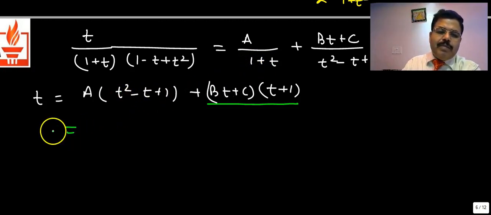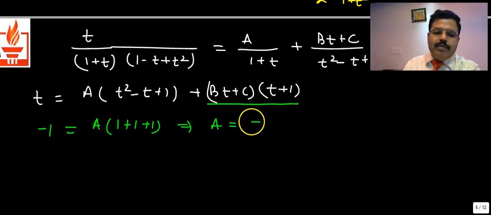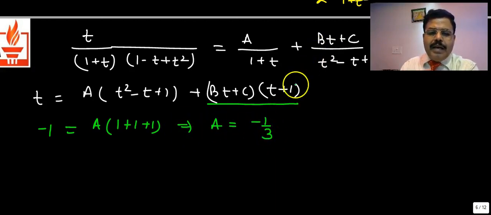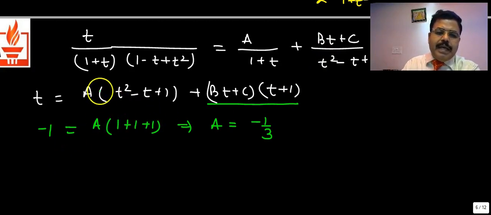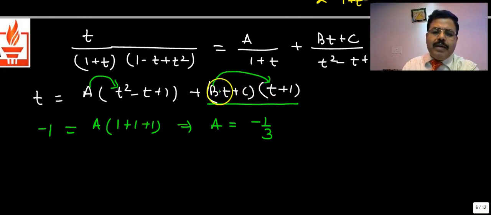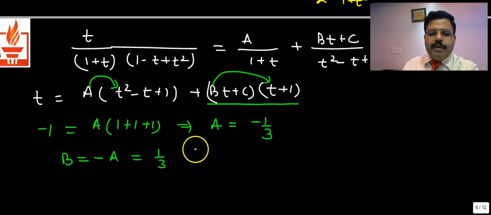If I put t = −1, then this will be −1. (−1)² is 1, and this is −1, so it will also be 1 + 1. In that case a = −1/3. And how to find the value of b? Here the coefficient of t² will come from here, and that is b. But there is no coefficient of t², which means a + b = 0, and therefore b = −a, and minus of −1/3 is 1/3. So b = 1/3.